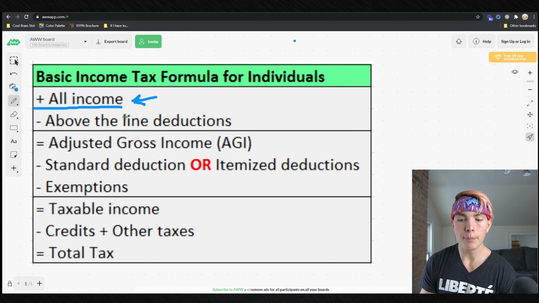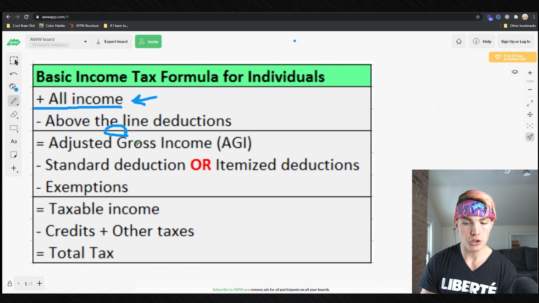Next thing we're looking at is the above the line deductions. So this is probably where you're starting to think, okay, I knew what all income meant, I do not know what above the line deductions means. Well, it's actually pretty straightforward. The line that they're referring to is just this line right here, the line above the adjusted gross income. That's kind of an important number that we'll get to in a little bit, but this is the line they're referring to if you're wondering what that means. So above the line deductions come before your adjusted gross income.